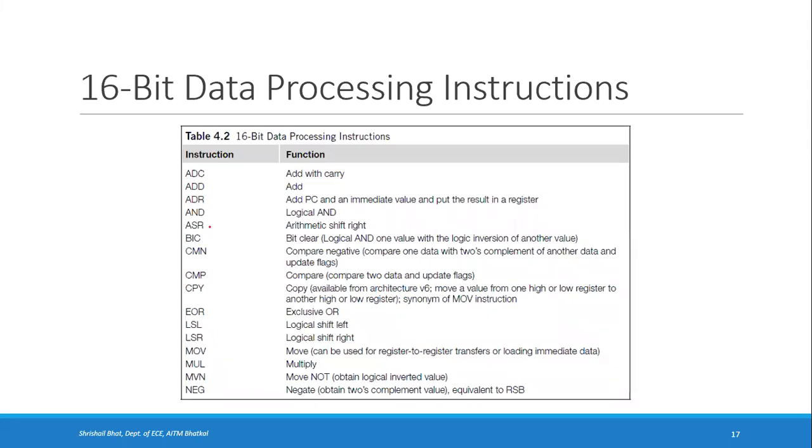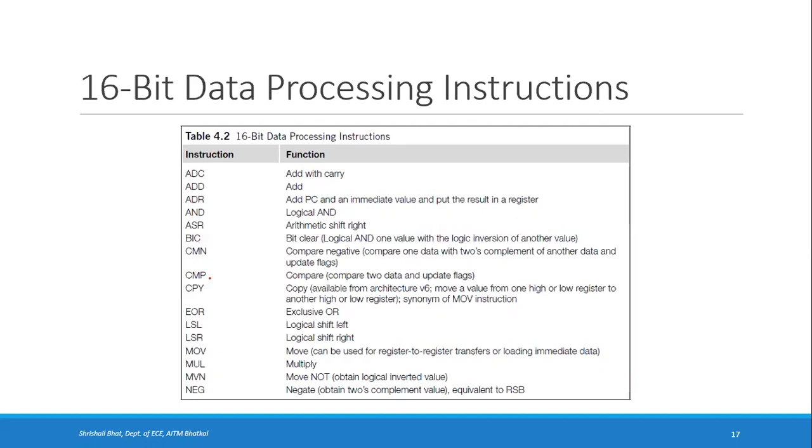AND is logical, and ASR is arithmetic shift right. BIC is bit clear, to clear a particular bit. It's like masking. You have used the AND operation to mask, right? So to clear a particular bit, you can use bit clear. CMN stands for compare negative: compare a data with the 2's complement of another data.